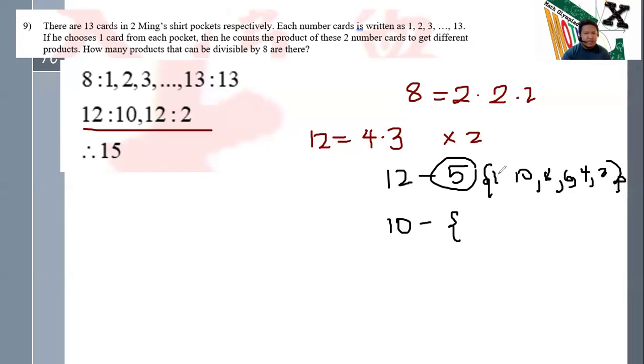So 12 and so on. 12 times 8 and 2. So how many different products for that case? So we'll try to pair them up. Yeah, we're not yet done for that one. We will try to pair again.